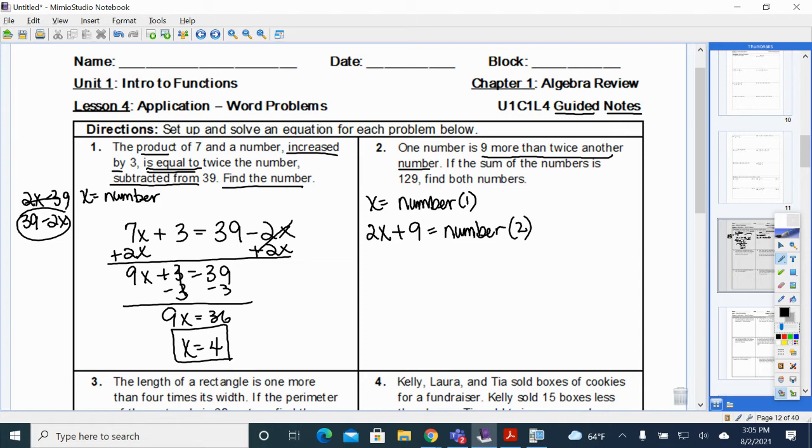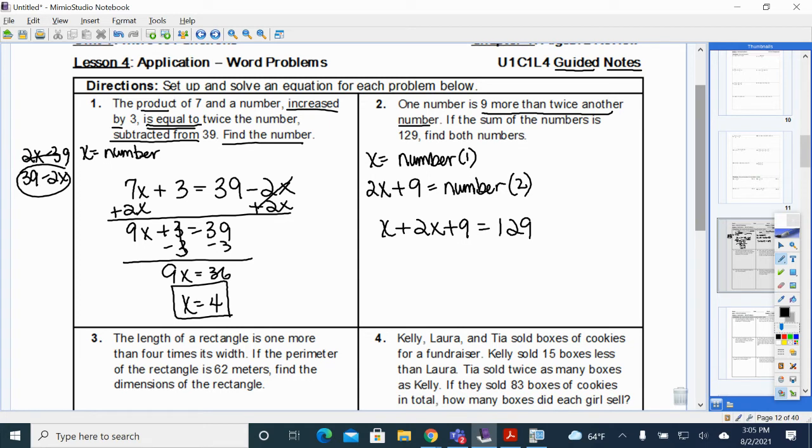Then it says that the sum of the numbers is 129. Well, what does sum mean? Sum means to add. So we're going to add the first number plus the second number, and that's supposed to be equal to 129, and then we just need to solve the equation. To solve this equation, all we're going to do here is we are going to combine like terms first. X plus 2x is 3x. Then I would subtract the 9.